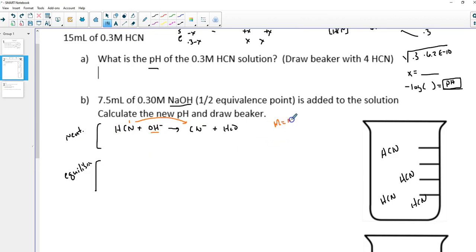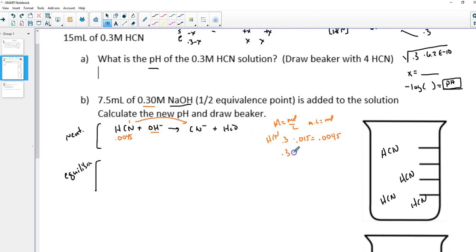Molarity equals moles per liter. So molarity times liters equals moles. All right, so I have 0.3 concentration, and I'm going to do this guy here first, the 15. That's 0.3 times 0.015, and that's going to give me my total moles of HCN. That's 0.3 times 0.015 equals 0.0045. Now I notice that's all of it, and you should note that this is the HCN, so this is 0.0045.